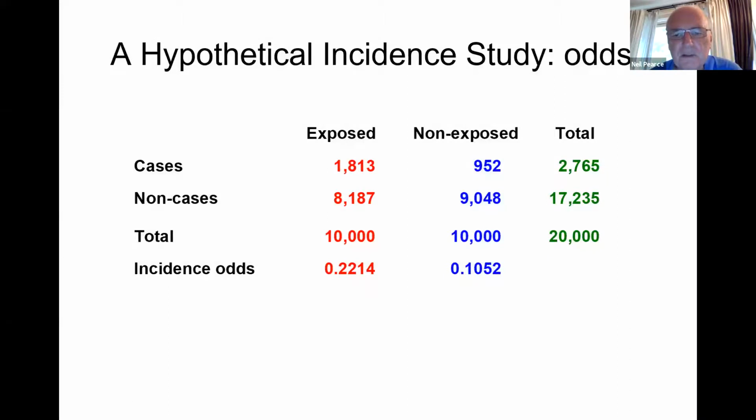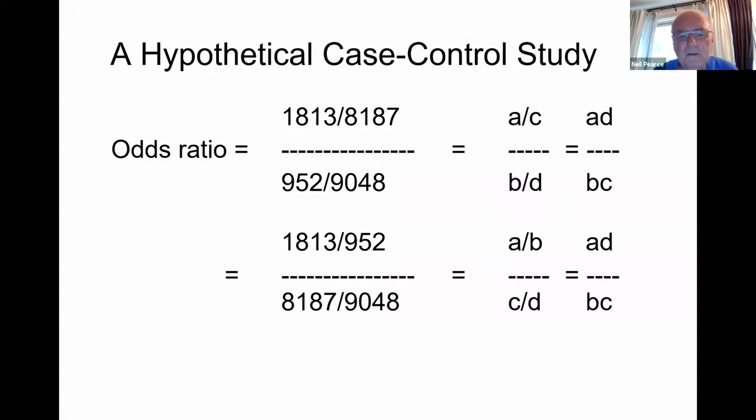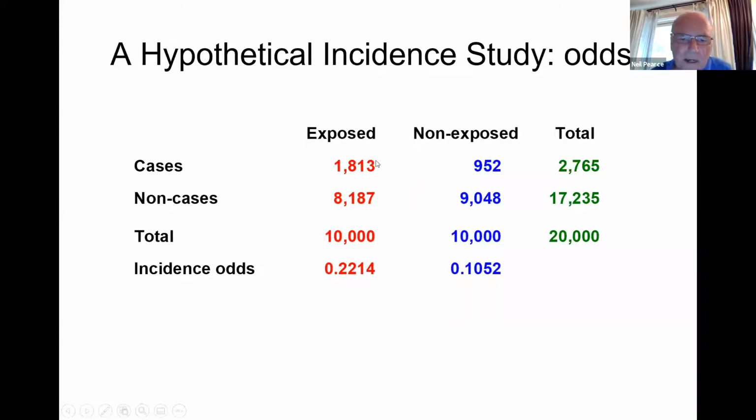Okay. So let's go back to the example of the odds. In the exposed group, we had 1813 cases and 8187 people who never became a case. So the odds was 0.22. In the non-exposed group, we had 952 cases and 9048 people who never became a case. So the odds is 0.1052. And the total number of cases is 2765, and the total number of people who never get the disease is 17235. So if we look at the odds ratio, it's 1813 over 8187 divided by 952 over 9048.